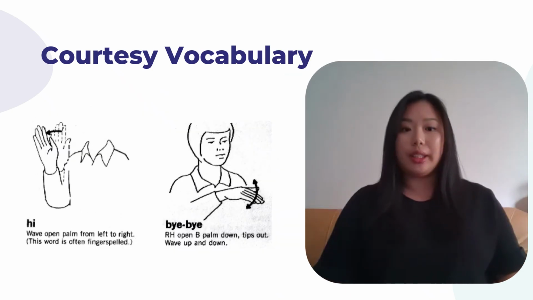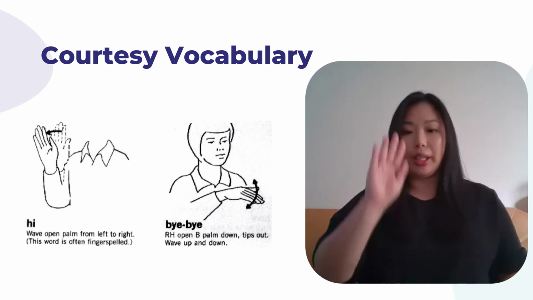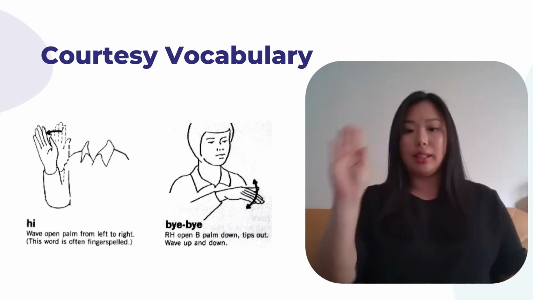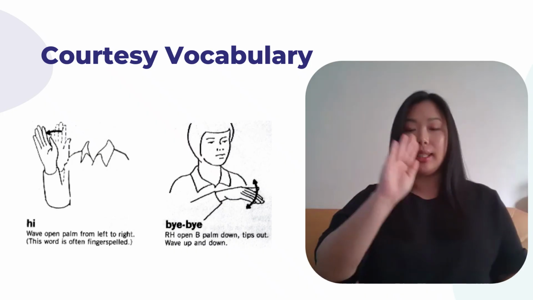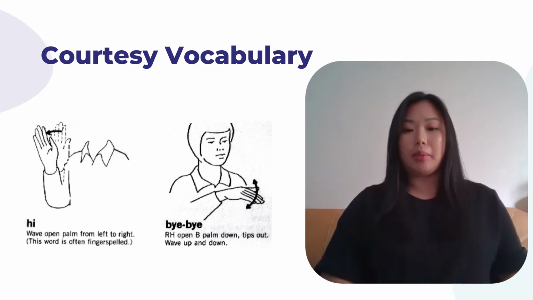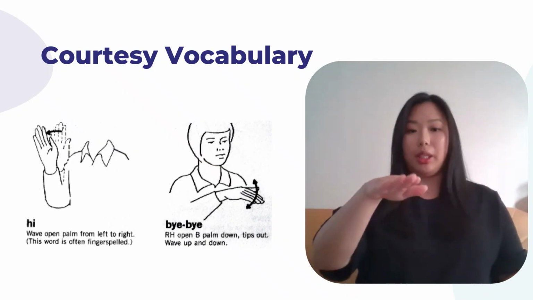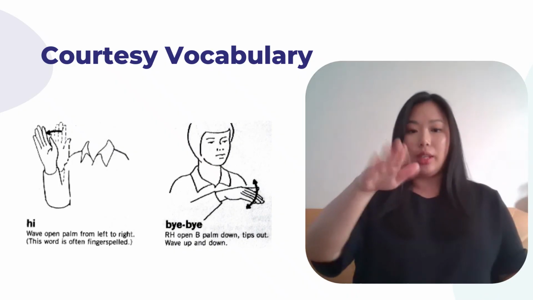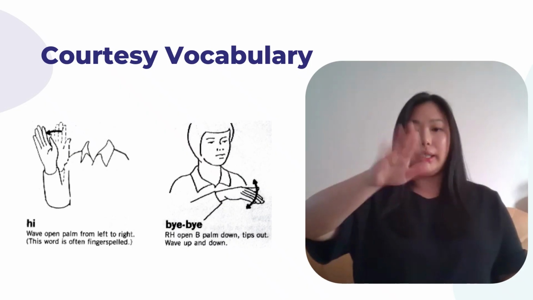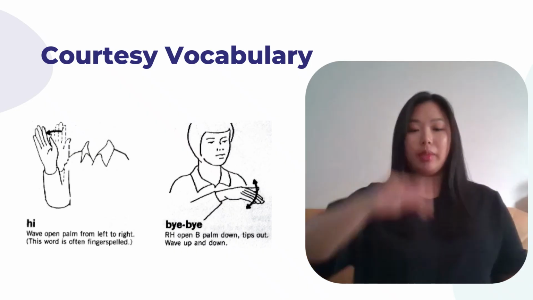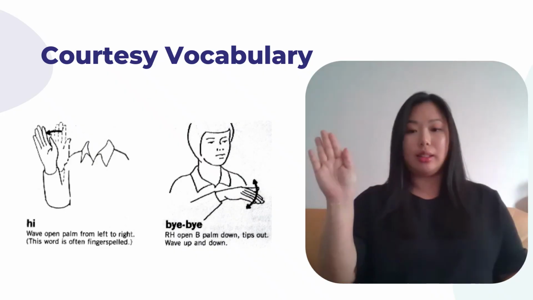Now let's start learning some signs, starting with courtesy vocabulary. For hi, you have your hand up and you wave out once. Hi. For bye-bye, you have your right hand, open B, palm down, and you wave up and down. Bye, as if you're telling the person to go away. Bye. So you have hi and bye.